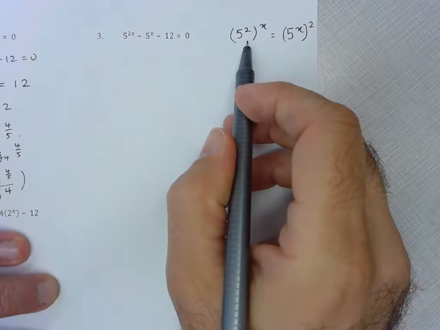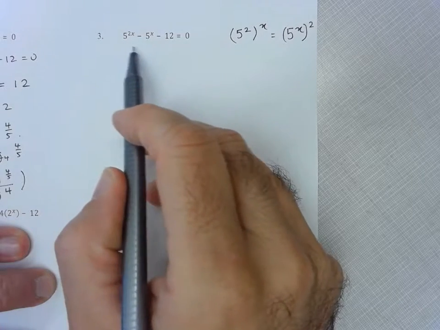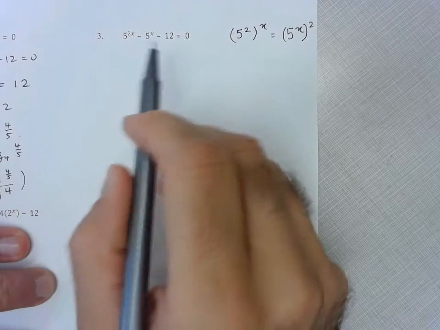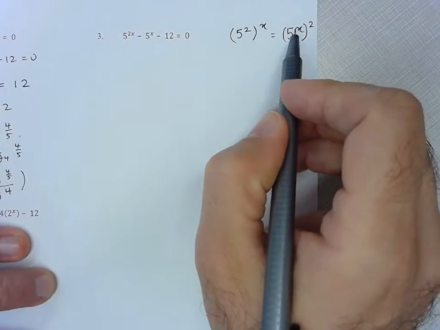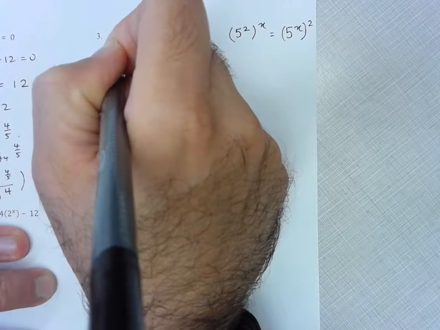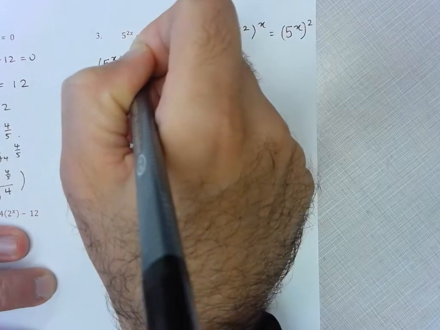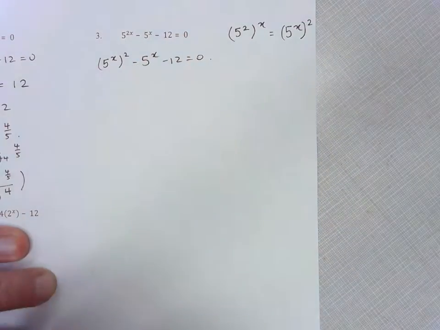Well, remember what we talked about before is what you want to try to do is you want to try to get your expressions to have the same power. And here I already have a 5 to the exponent of x, so I think it makes sense to choose this second one. So I'm going to rewrite this now as 5 to the x squared minus 5 to the x minus 12 equals 0.